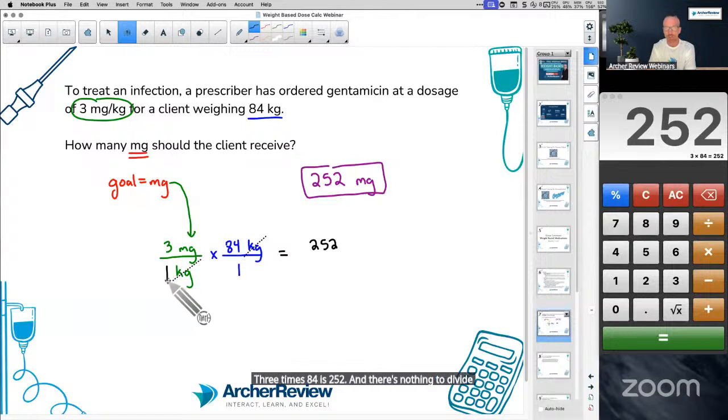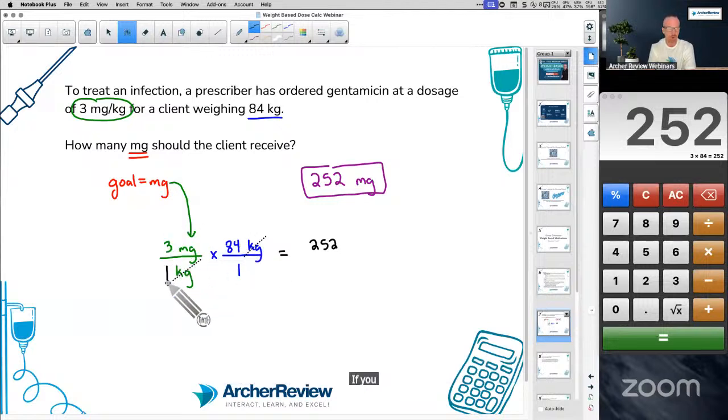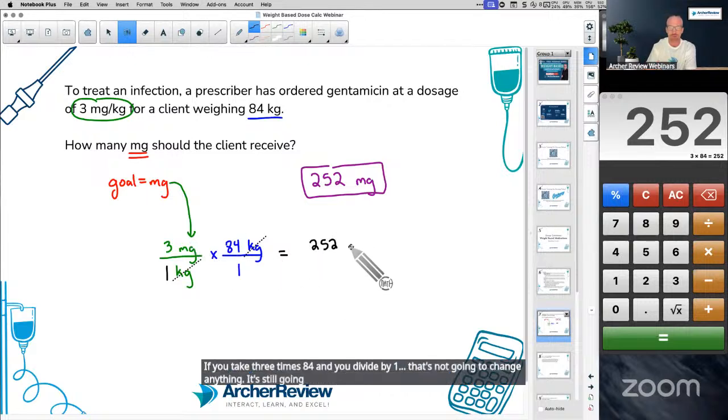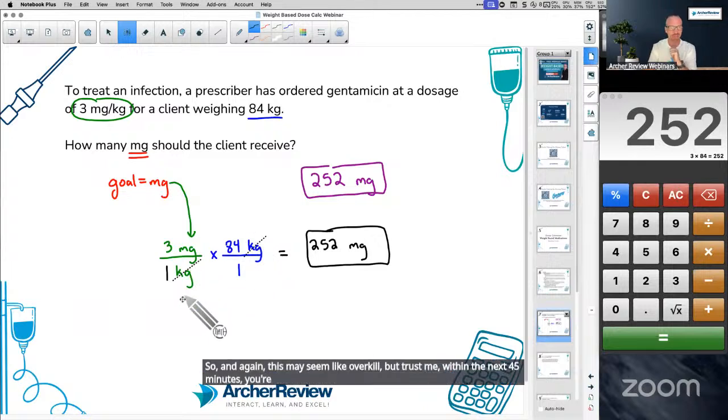This is an understood 1. This is the 1 client. If you take 3 times 84 and you divide by 1, that's not going to change anything. It's still going to be 252. And again, this may seem like overkill, but trust me, within the next 45 minutes, you're going to see how canceling these words out really is an organized process with dimensional analysis.